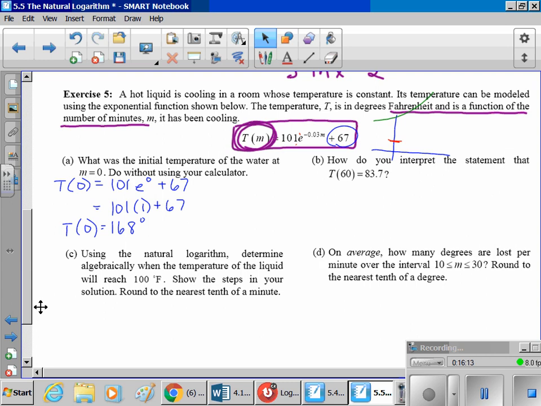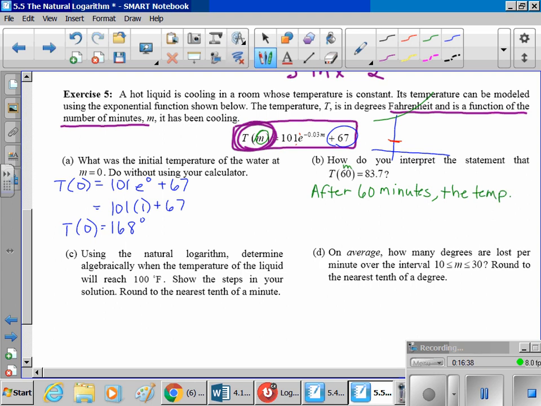So B says, how do you interpret the statement T of 60 equals 83.7? Well, remember what the m stands for in the T of m. So this is my m right here. So what this means is after 60 minutes, because that's what that stands for, the temperature of the liquid is 83.7 degrees Fahrenheit. So when it tells you to interpret, it means it wants to know what's going on in the context of the problem. All right?